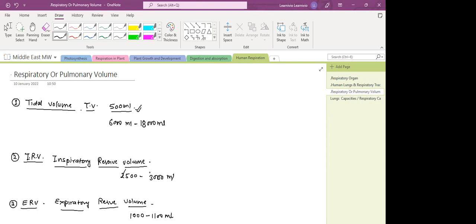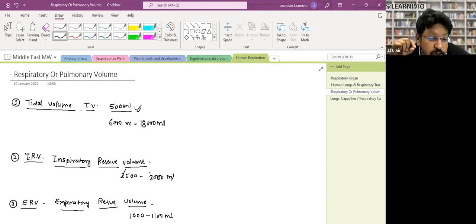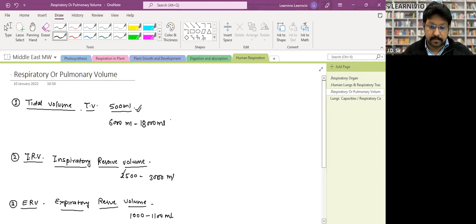6000 to 1800 ml per minute. In 1 minute, the average rate of respiration is 14 to 18.